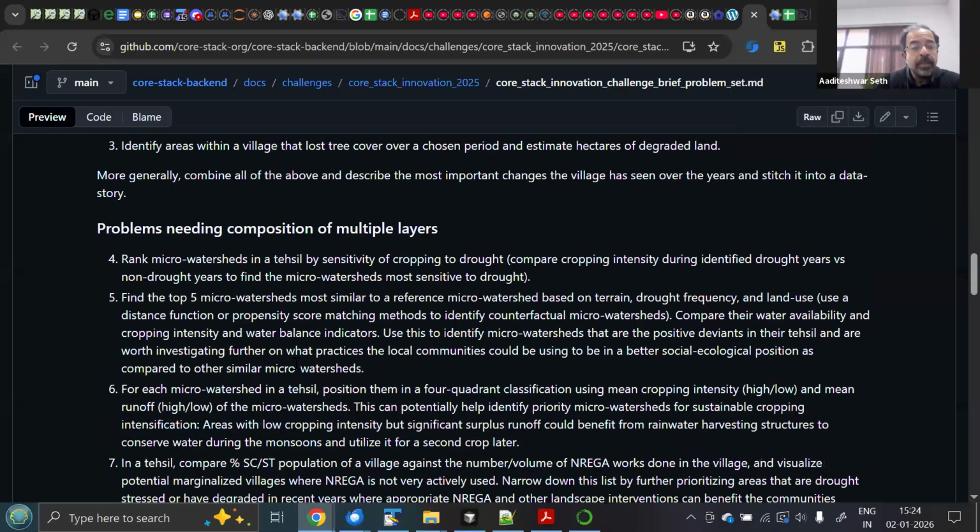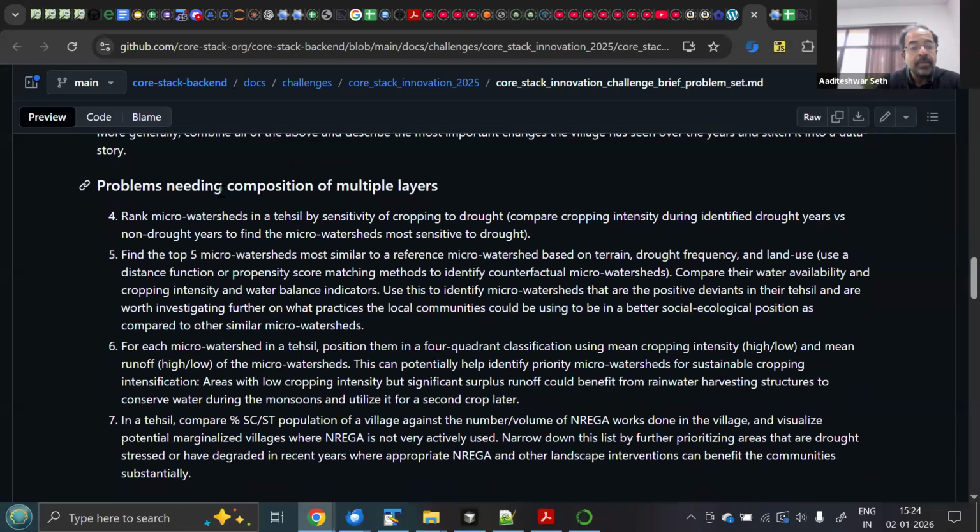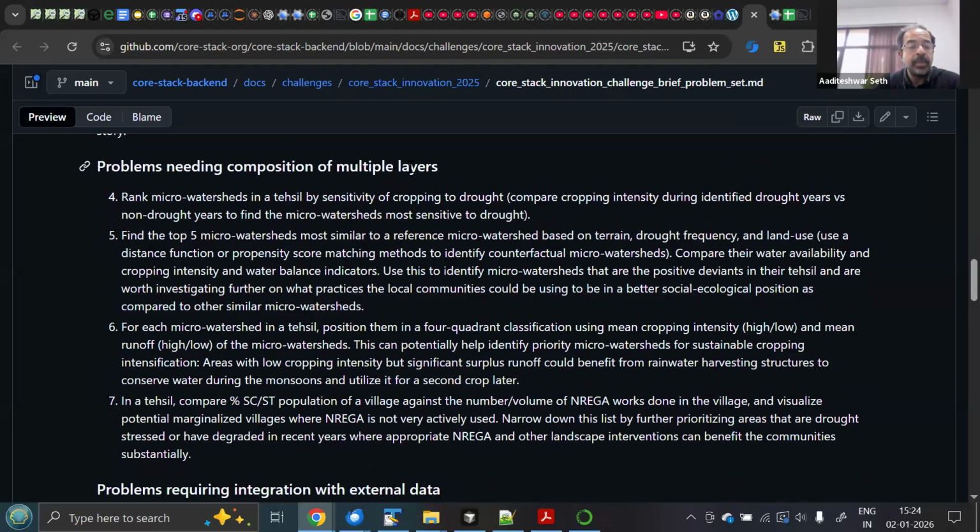So then a bunch of ideas we suggested were problems that need composition of multiple layers, right? So let's look at some examples. Rank micro watersheds in a tehsil by sensitivity of cropping to drought. So now, how do we do that? Sensitivity of cropping to drought.